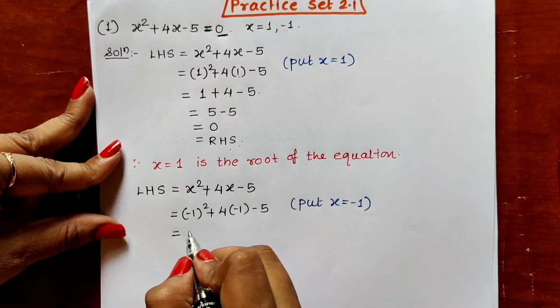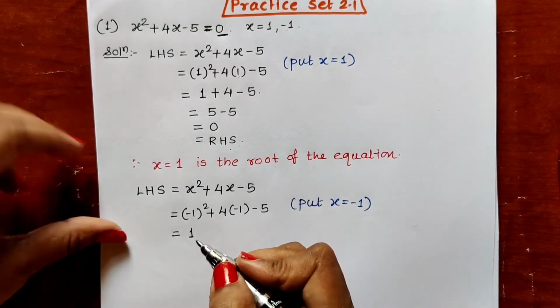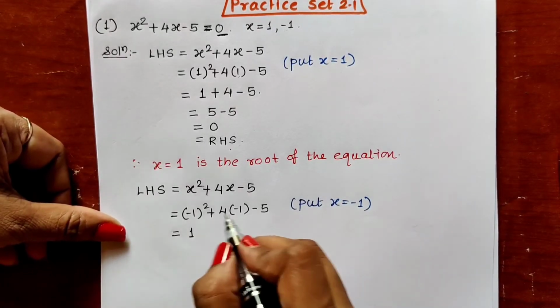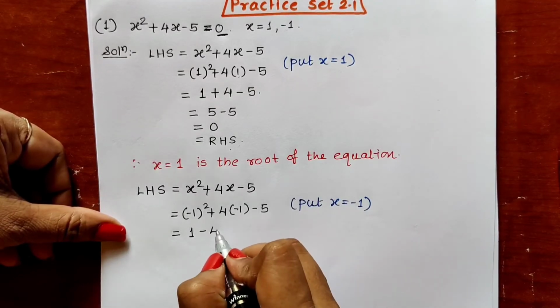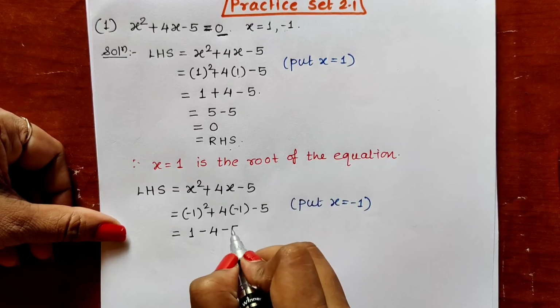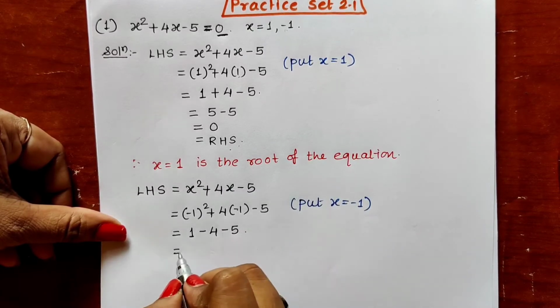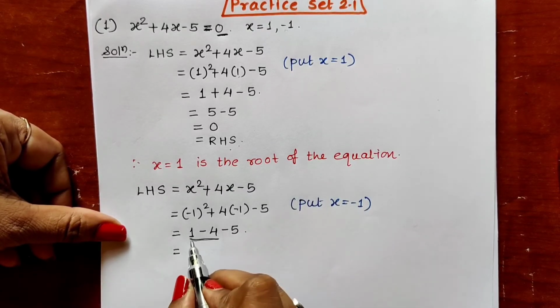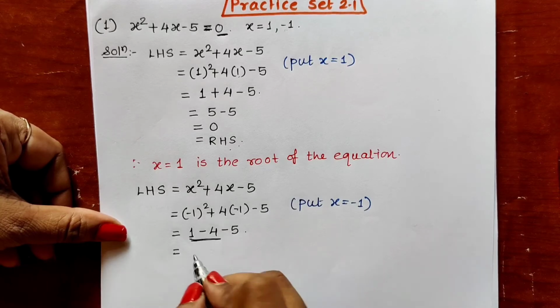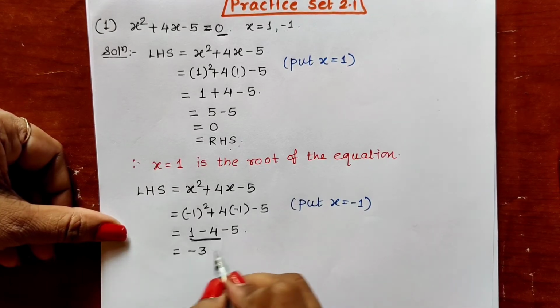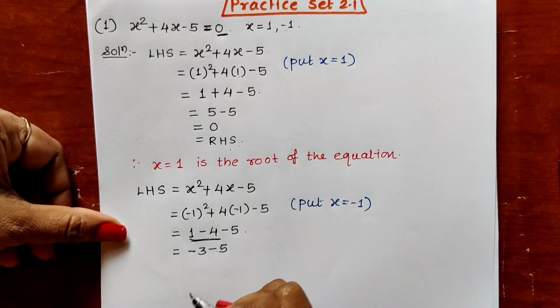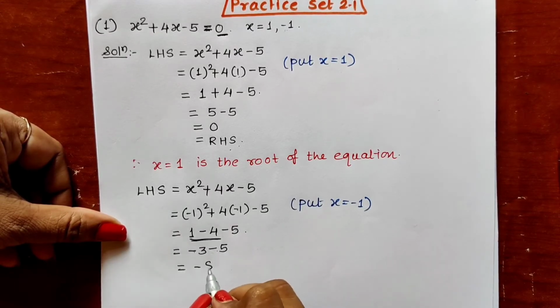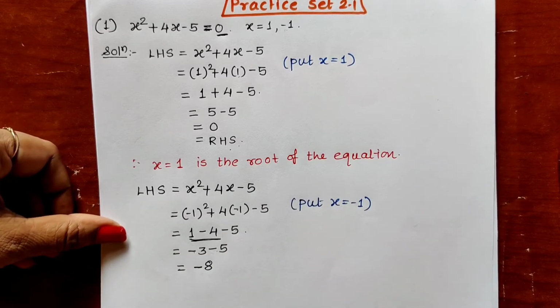Minus 1 square is plus 1. We all know the square of a negative number is always positive. Here minus plus will become minus, 4 ones are 4, and this 5 as it is, minus 5. Now solve. Plus 1 minus 4, sign of the bigger number, it will be minus 3, and this minus 5 as it is. Minus 3 minus 5, what will be the answer? It will be minus 8. Minus minus will become plus and the sign will be minus.